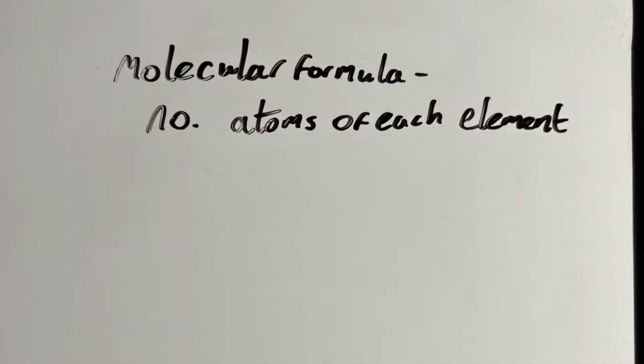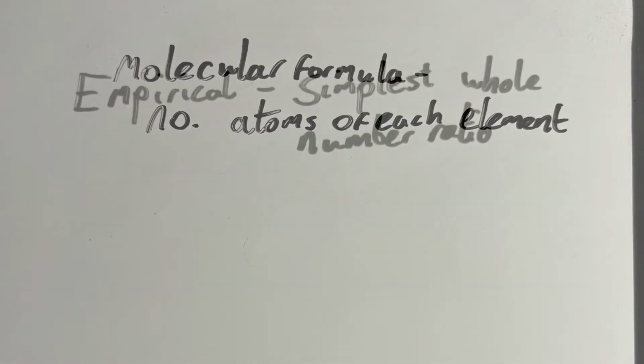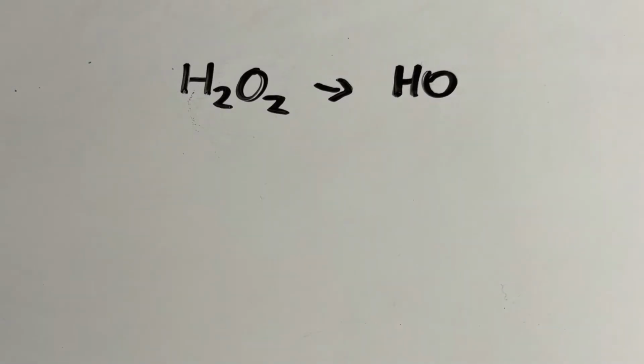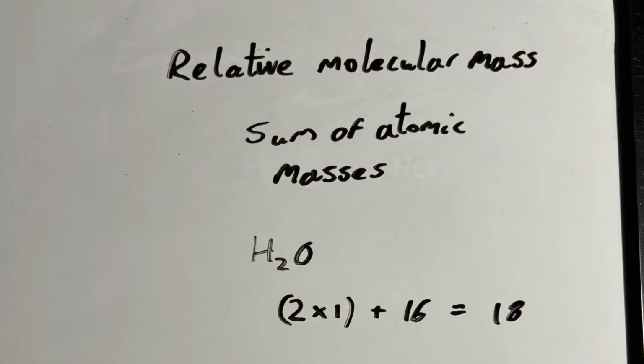So, some more definitions. Molecular formula is the formula containing the exact number of elements in a compound, whereas empirical formula is the simplest whole number ratio. An example of this is the molecular formula of hydrogen peroxide is H2O2, whereas its empirical formula would just be HO.